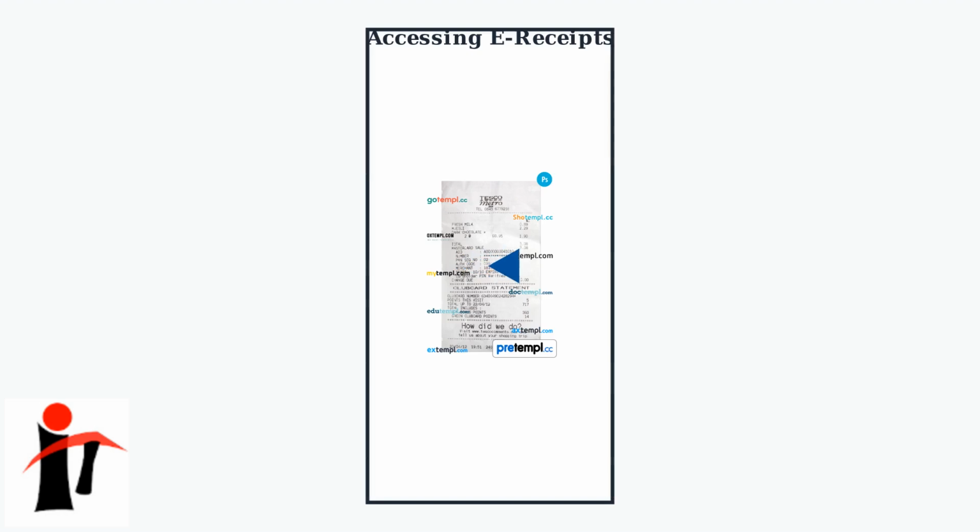Once logged in, navigate to the My Account section, then tap either Receipts or Order History. For in-store purchases, make sure you scan your club card at the checkout to link the receipt to your account. Online orders will automatically appear in your order history.